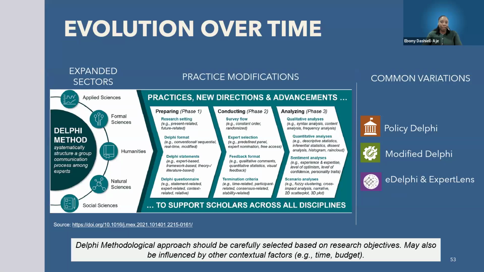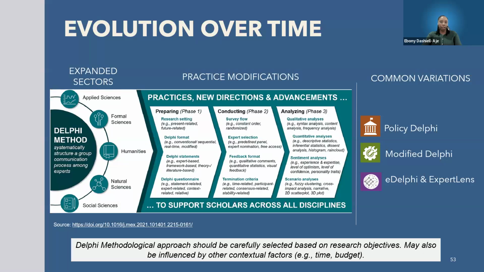As you can see, the Delphi method has truly evolved over the years, first gaining popularity in far more sectors of applied and social sciences, but also evolving in practice with expansion of the preparation stage, for instance, the research settings, as well as how statements and questionnaires are drafted, the panelist selection phase, and how panels are actually run, whether synchronous, asynchronous, and the number of rounds to consensus. Analytic methods have also evolved to include both qualitative and quantitative components. As you can see on the right, we have highlighted 3 modernized Delphi methods that are now being used commonly.